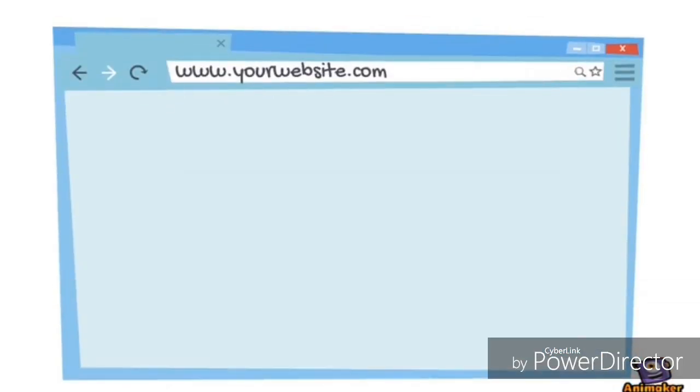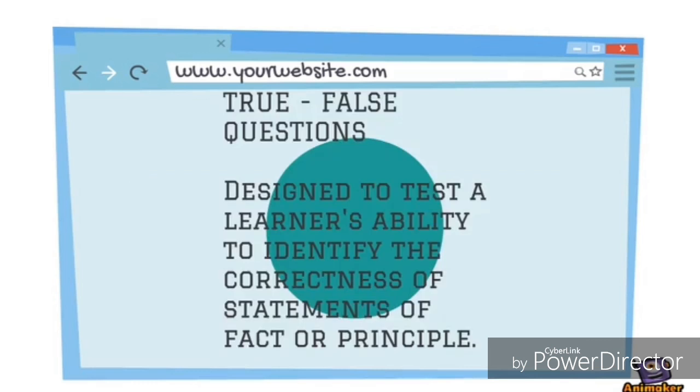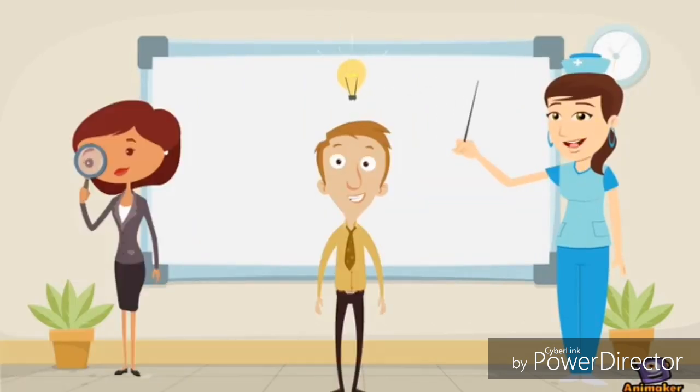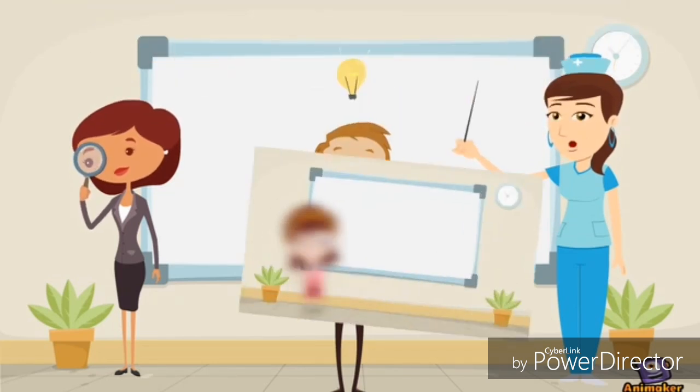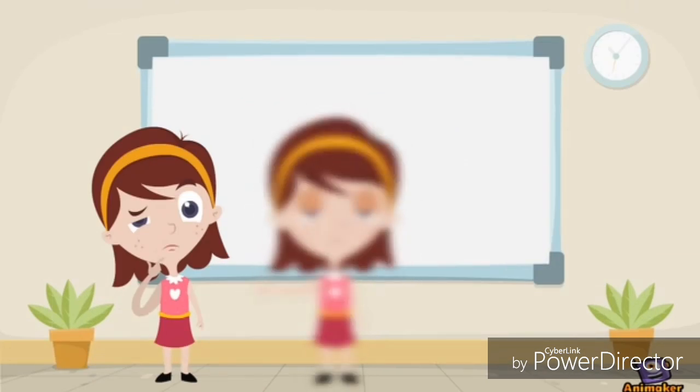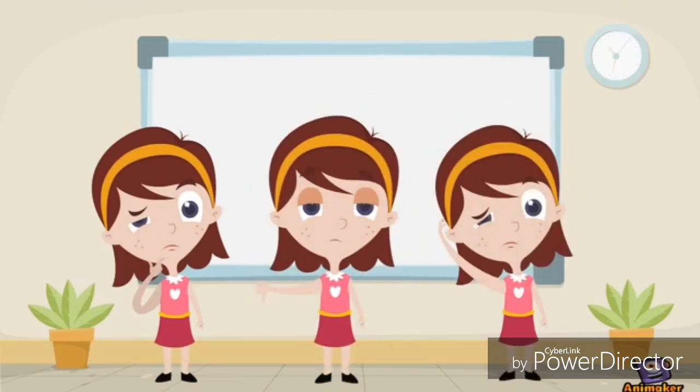Next are the true and false questions, designed to test a learner's ability to identify the correctness of statements of fact or principle. They are limited to testing the lowest levels of knowing, knowledge and comprehension, and have limited usefulness in tests for nursing students. One of the weaknesses of true or false is that learners have a 50-50 chance of guessing the right answer.